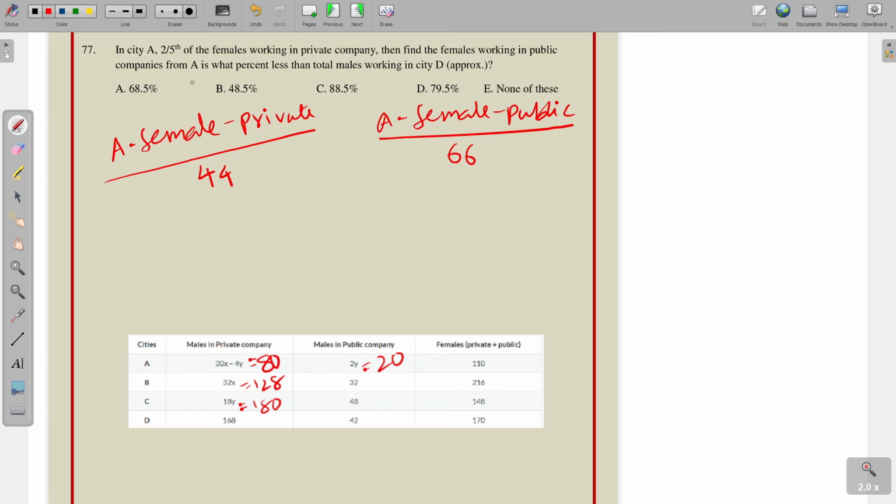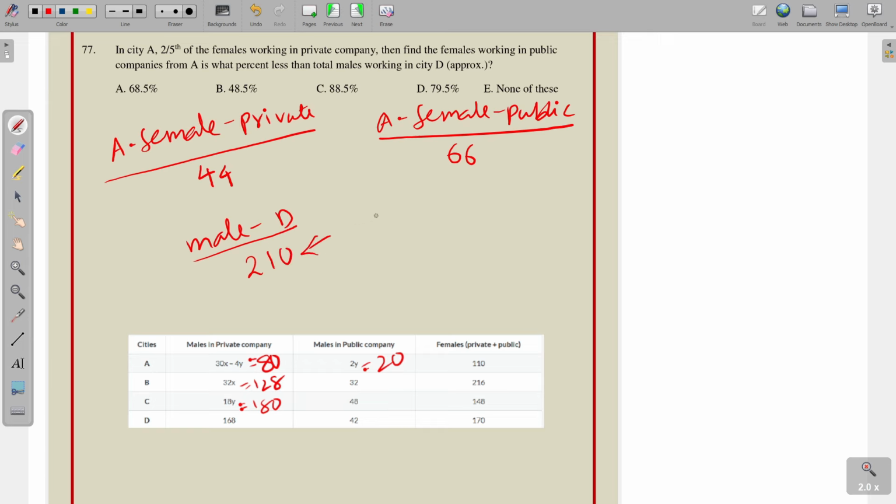Now, company A, female working in public, is what percentage less than total male working in city D. In city D, the males are 168 private and 42 public, total males are 168 plus 42, it is 210.